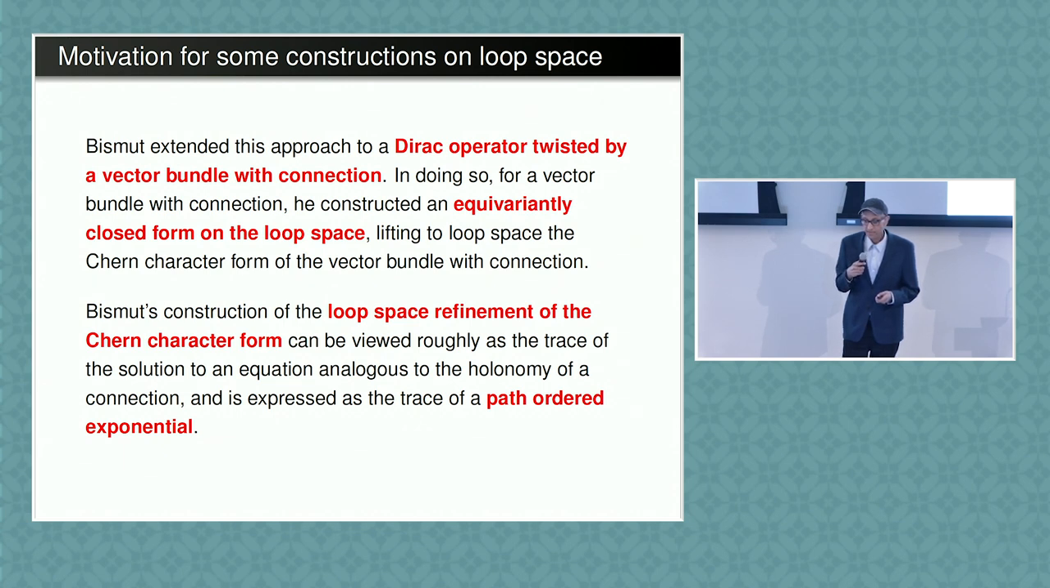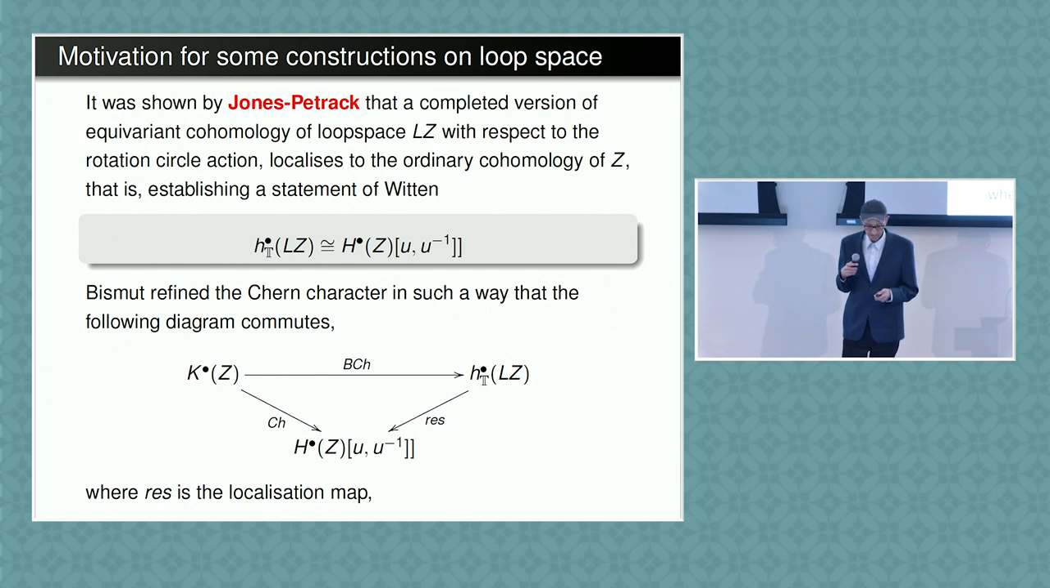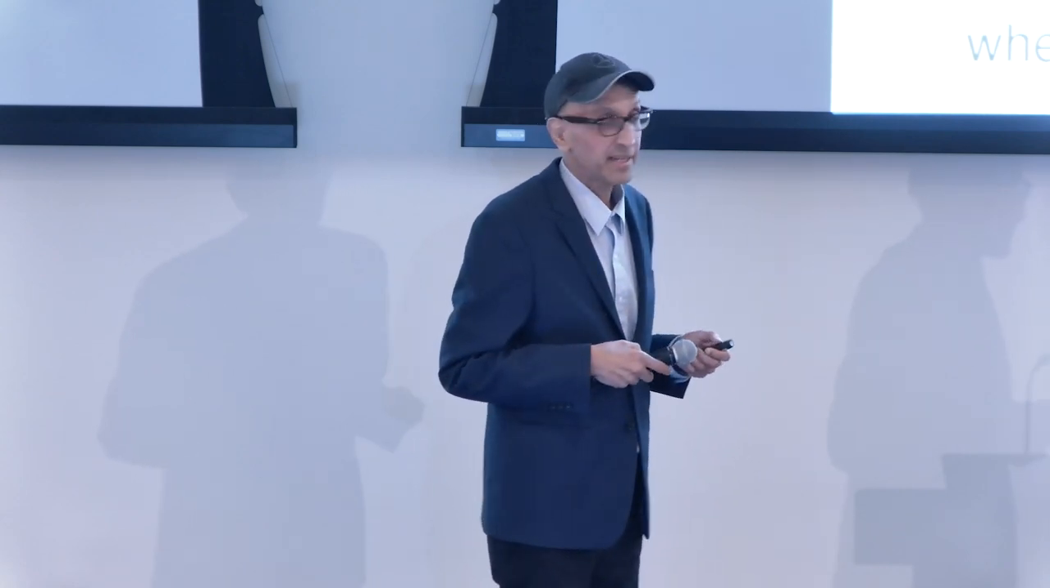And he used some kind of path-ordered exponential. If I have time, I'll go through the definition. So, it was shown by Jones and Petrack that a completed version of the equivariant cohomology of loop space with respect to the rotation circle action localizes to the ordinary cohomology of Z. So this was known to Witten, but perhaps proved by Jones and Petrack. And there's a usual localization of Atiyah-Bott, but the difference is, since loop space is infinite dimensional, the localizing parameter u and u inverse does not terminate. It goes all the way to infinity, because of the dimension of the manifold being infinite.